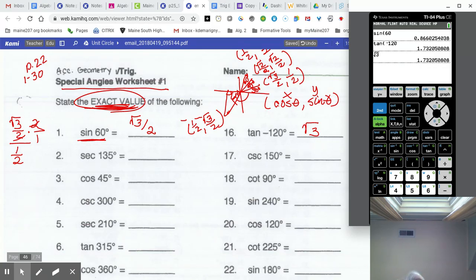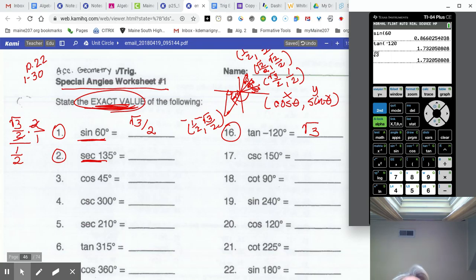I'm going to do one more. So I'll do 1, 2, and 16. Strange combination, but at any rate. So how do you do a secant? A secant of 135. Nowhere on the unit circle do I ask you to find a secant. So first of all, I have to know that the secant is the inverse of a cosine.